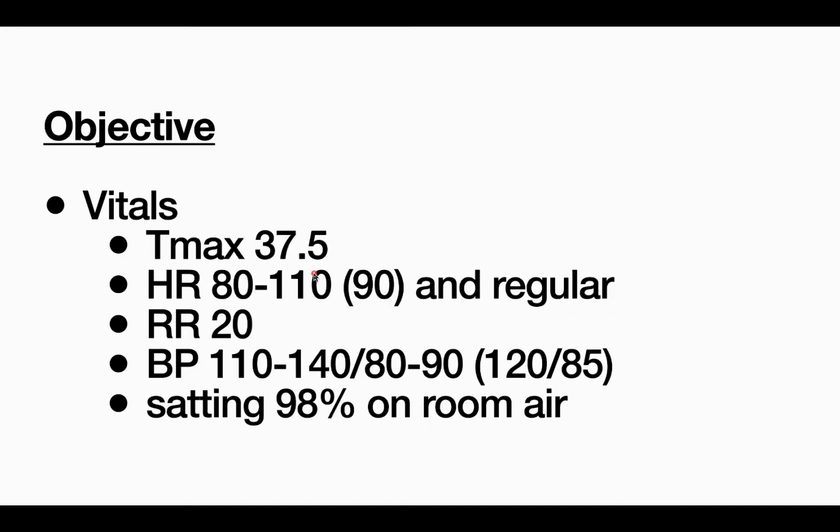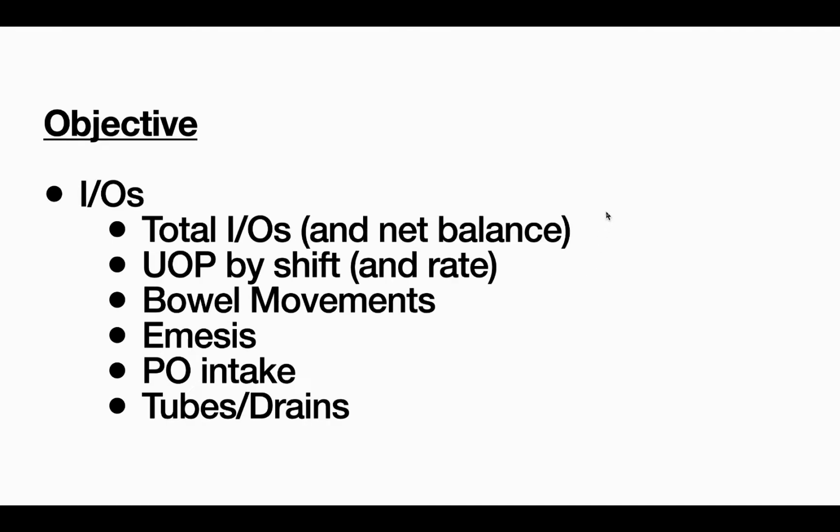So for example, if you had a sample patient here, you might say Tmax was 37.5, heart rate ranged from 80 to 110, it's currently 90 and it's regular, respiratory rate of 20, blood pressure is ranging from 110 to 140, over 80 to 90, currently 120 over 85, and satting 98% on room air. As you probably noticed from my shorthand, if I'm writing a range and then I put something in parentheses, that number in parentheses is just the current or their most recent value. Yeah, I think that's the only shorthand I use here. You'll develop your own shorthand, but just keep it consistent.